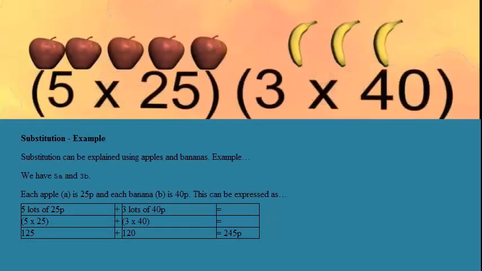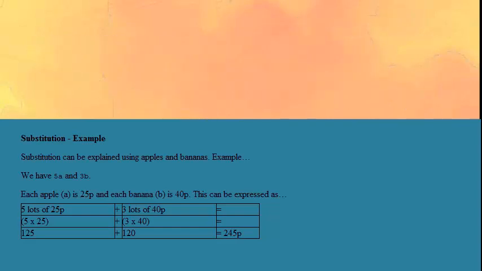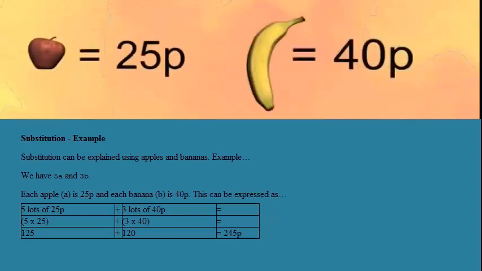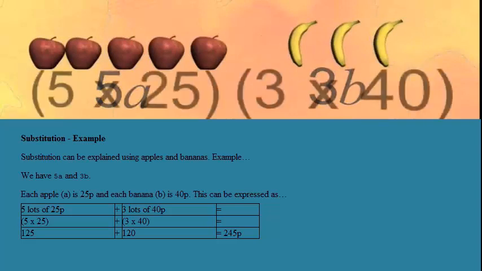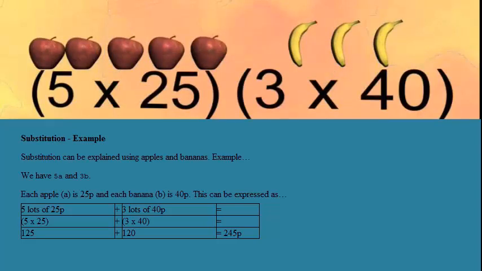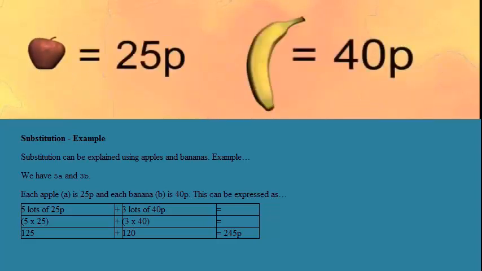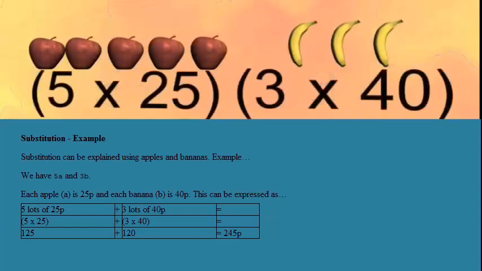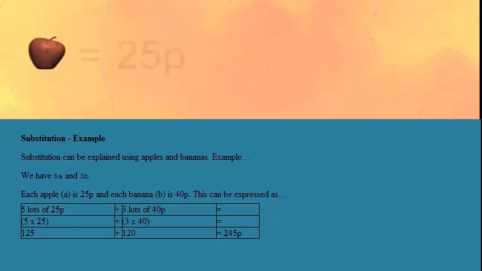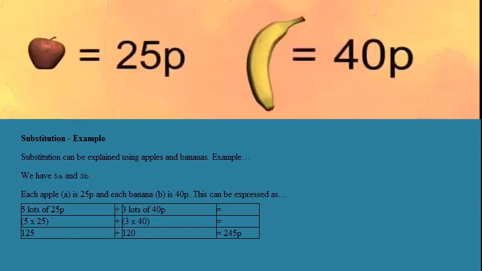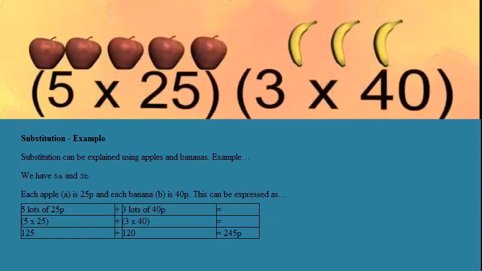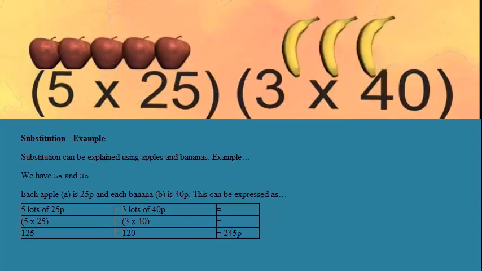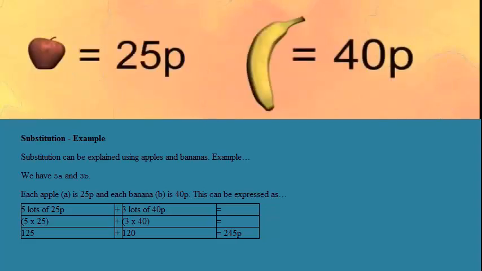Example, we have 5A and 3B. Each apple, A, is 25p, and each banana, B, is 40p. This can be expressed as 5 lots of 25p plus 3 lots of 40p equals 5 times 25 plus 3 times 40 equals 125 plus 120, which equals 245.